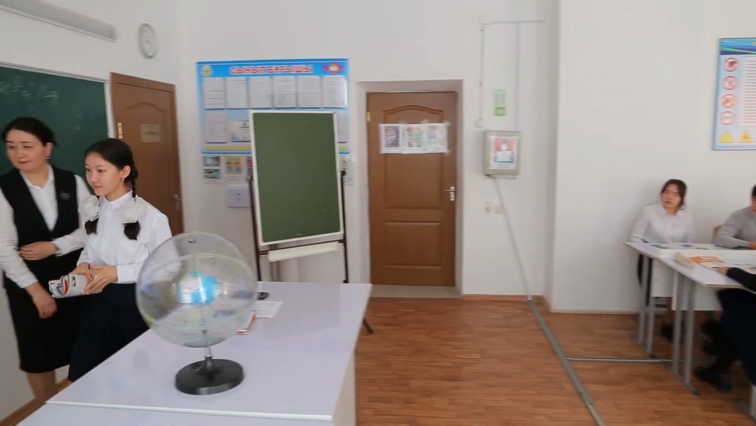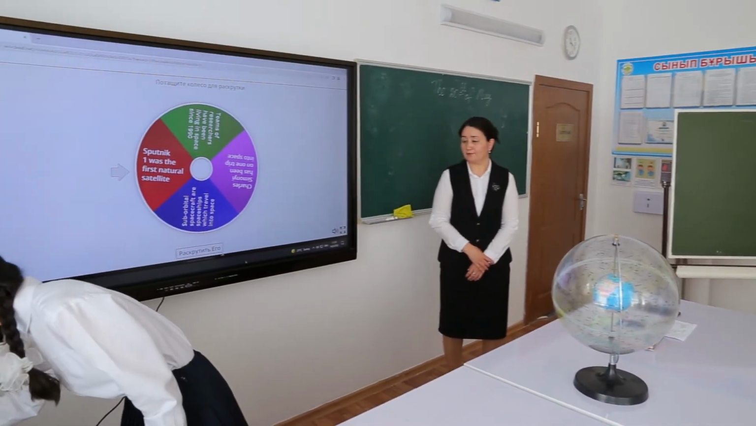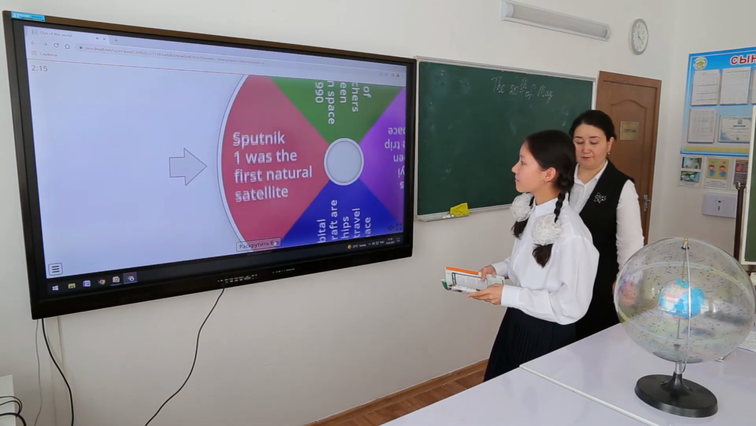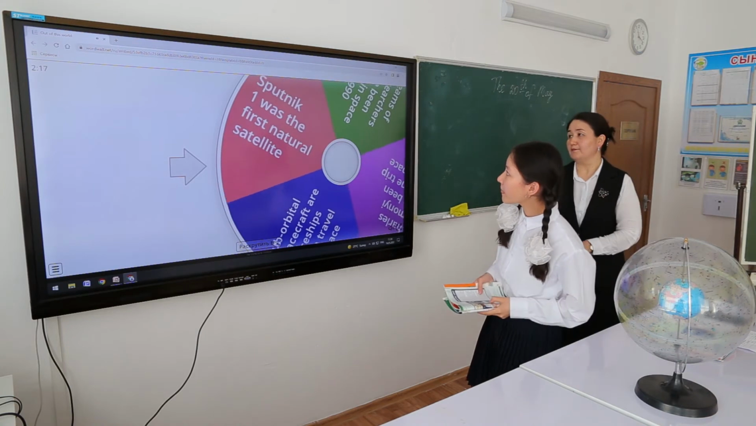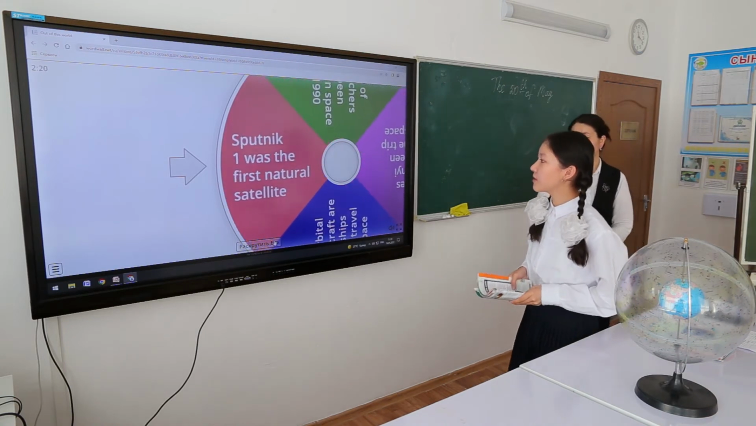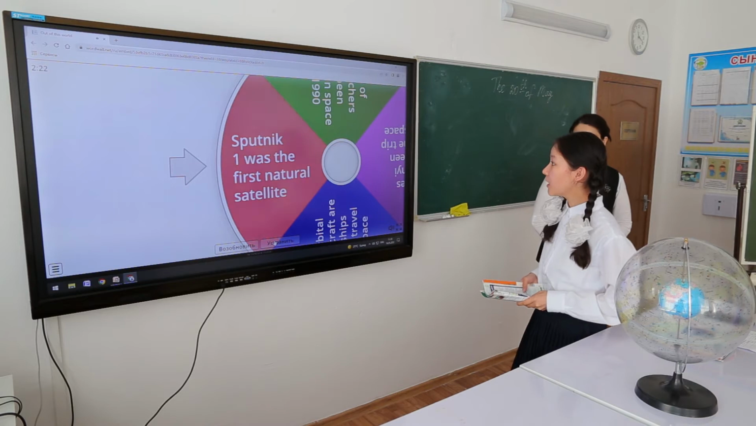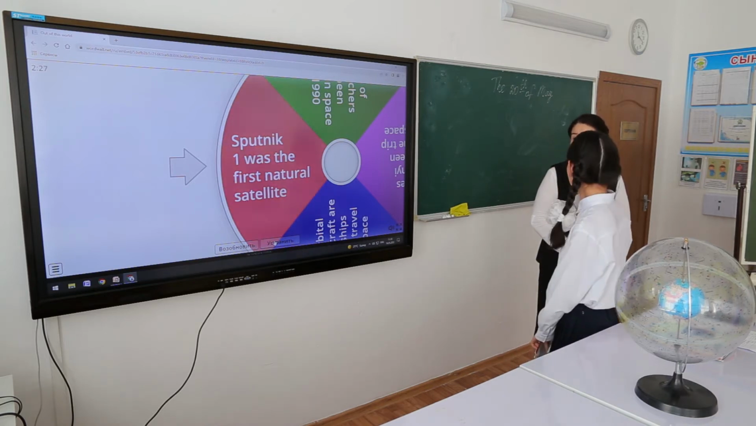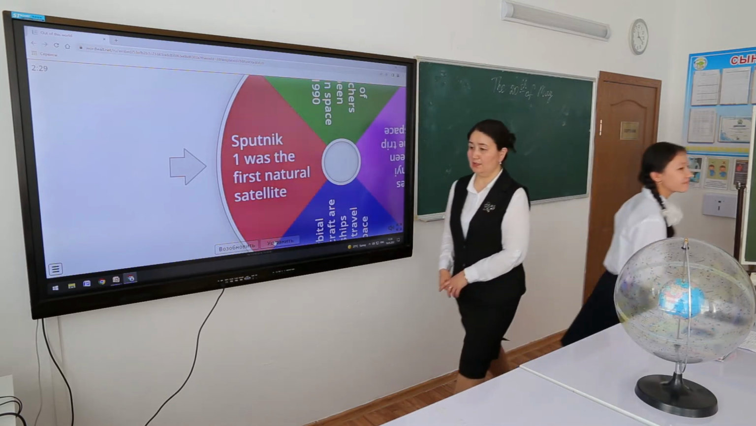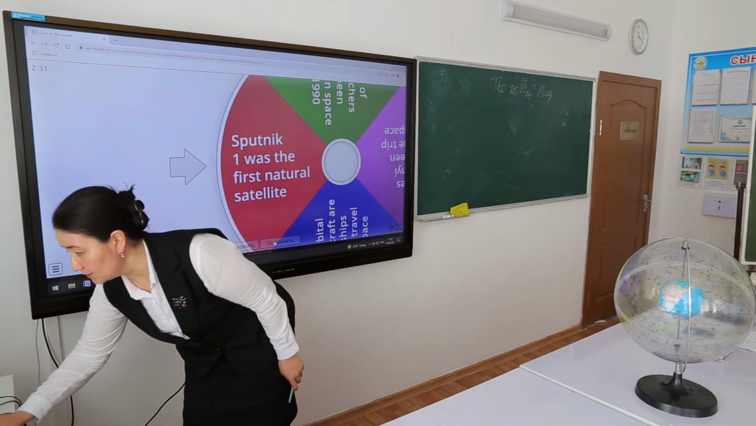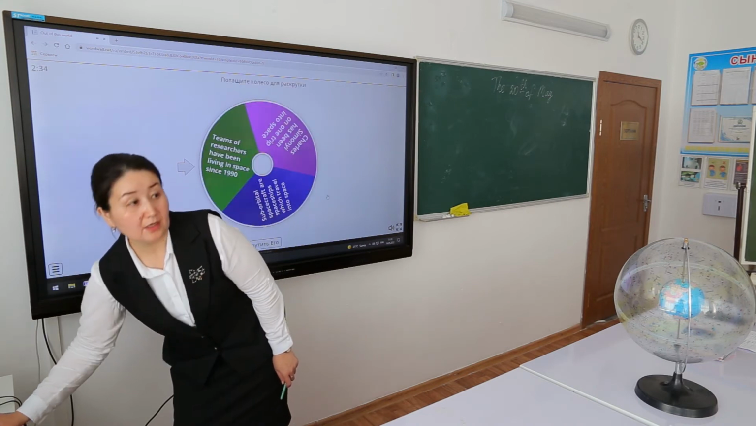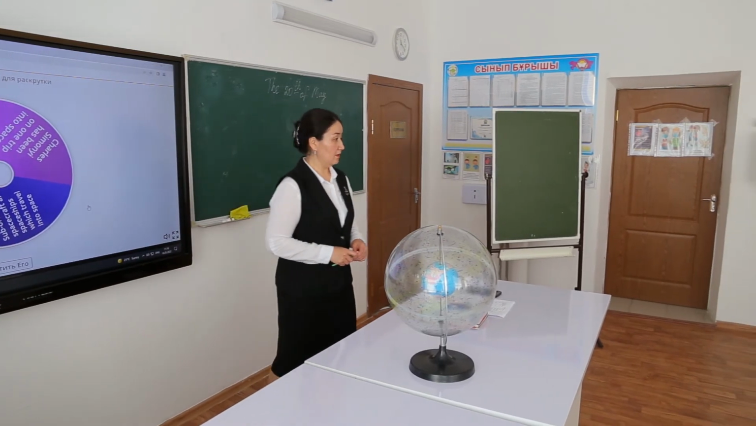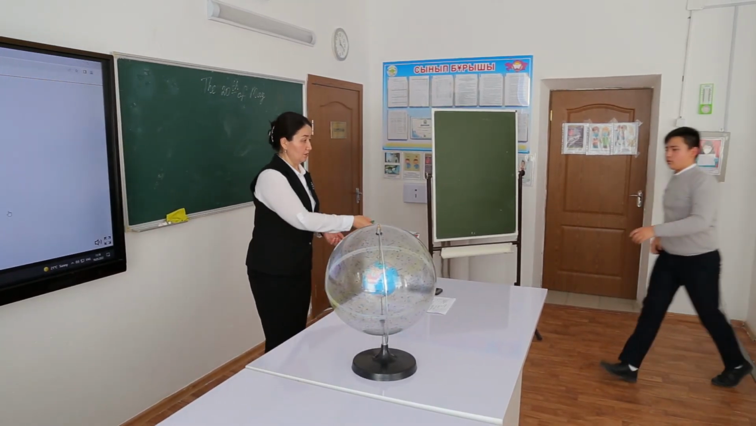Quicker, please. Sputnik 1 was the first natural satellite. It's false because Sputnik 1 was the first artificial satellite. Okay, that's true. Okay, thank you. The next one. Who wants to be quick? Be quick, please. Ayşe.